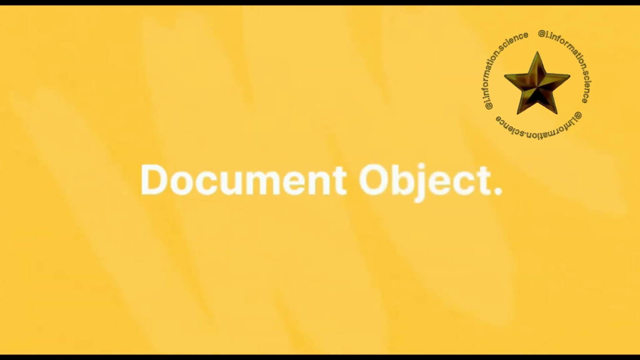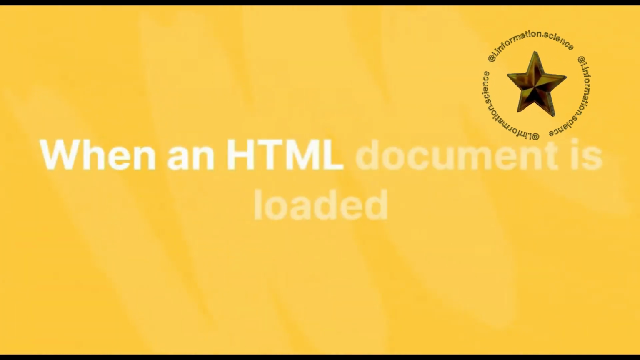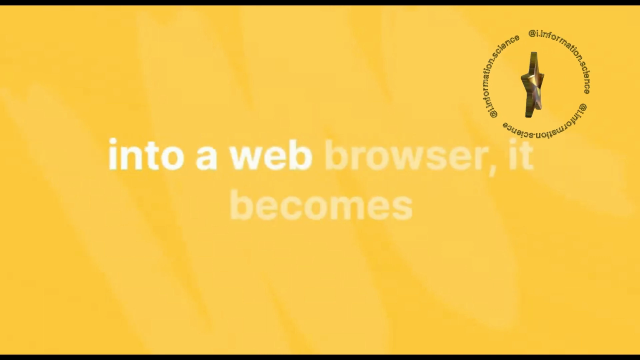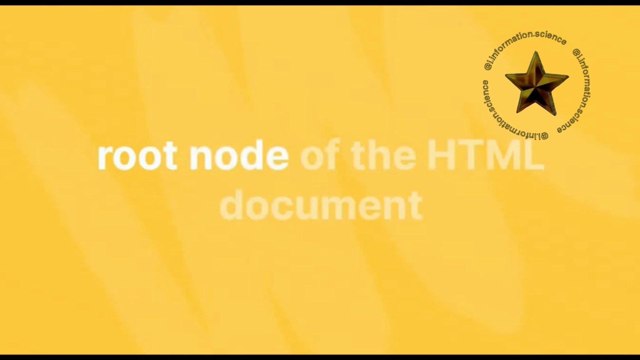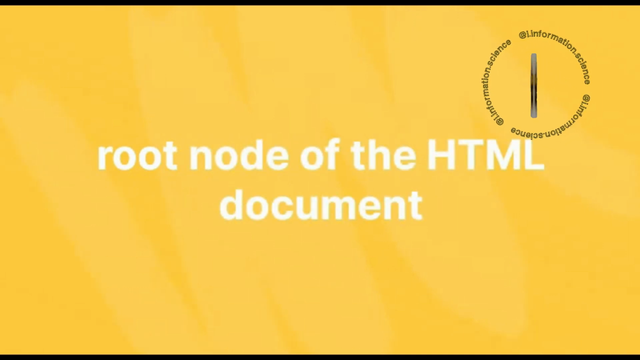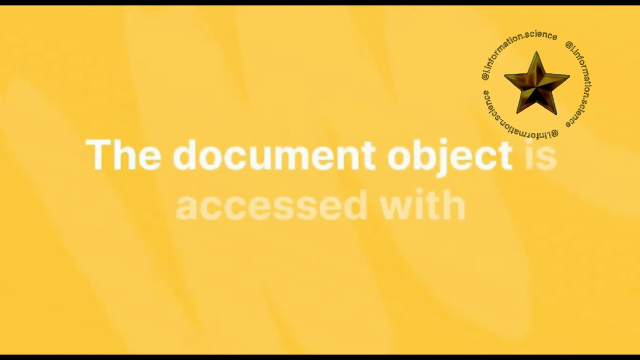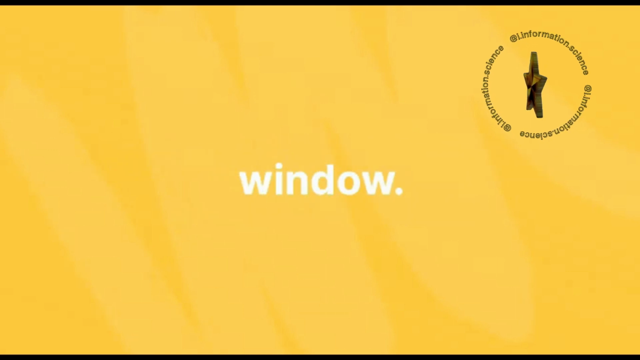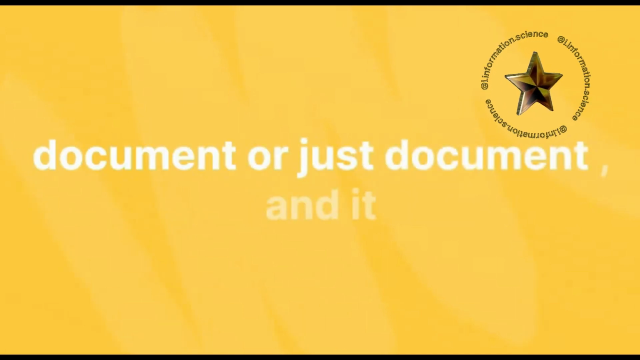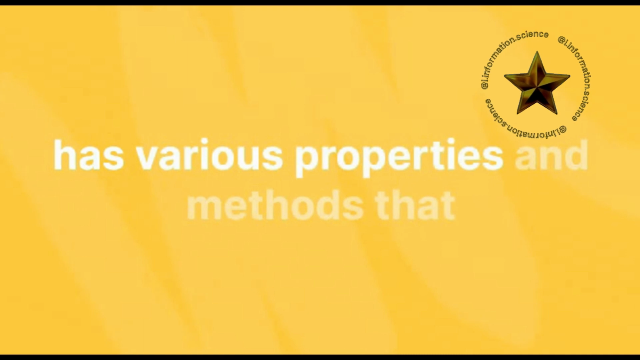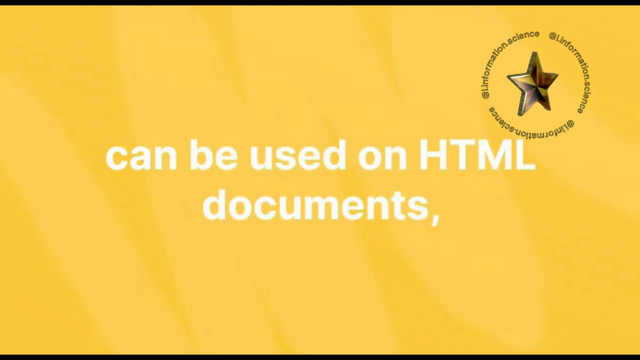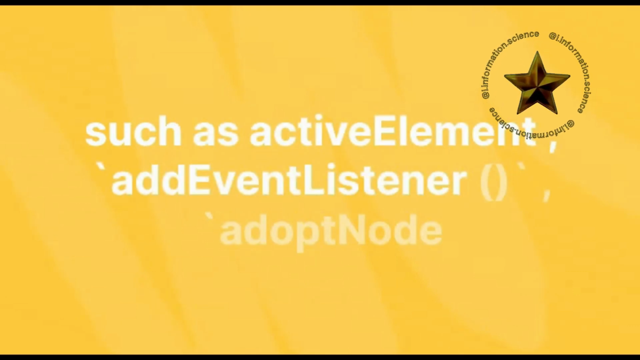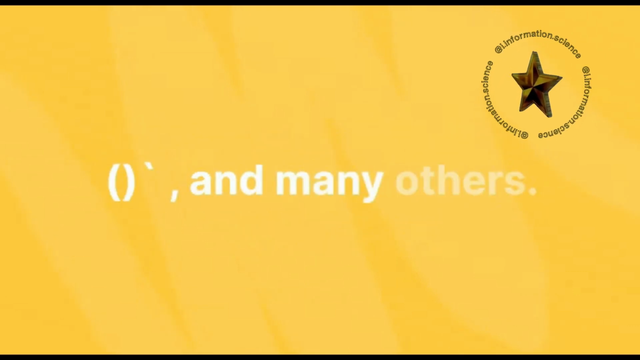Document object. When an HTML document is loaded into a web browser, it becomes a document object, which is the root node of the HTML document and a property of the window object. The document object is accessed with window.document or just document, and it has various properties and methods that can be used on HTML documents, such as active element, add event listener, adopt node, and many others.